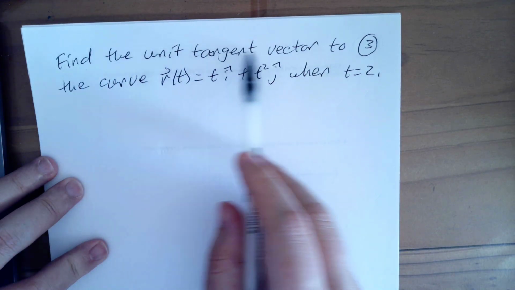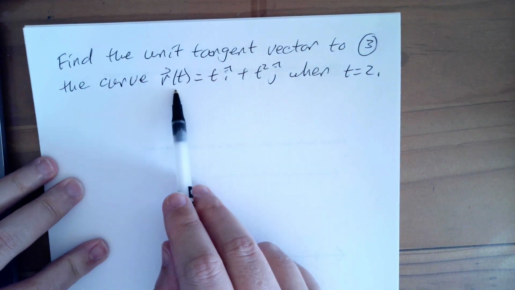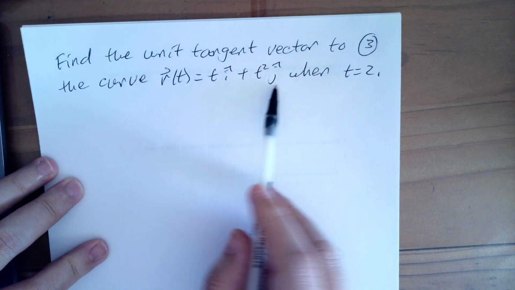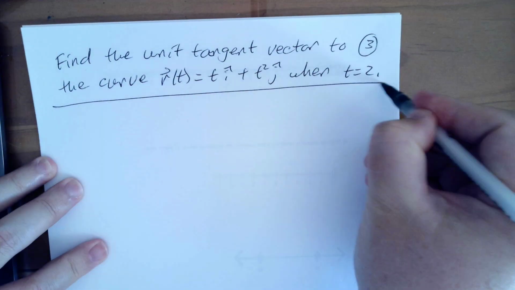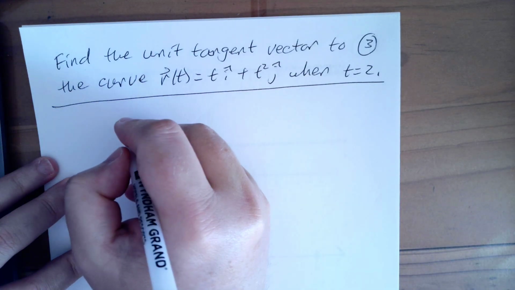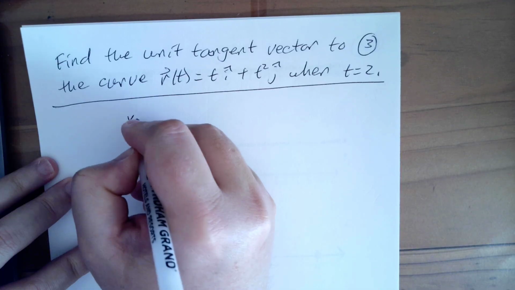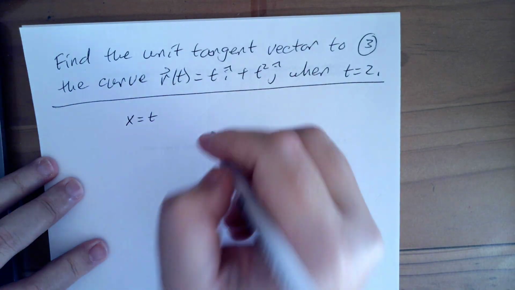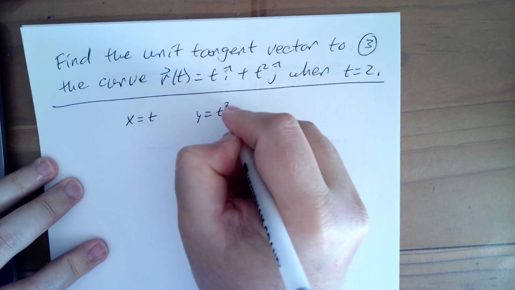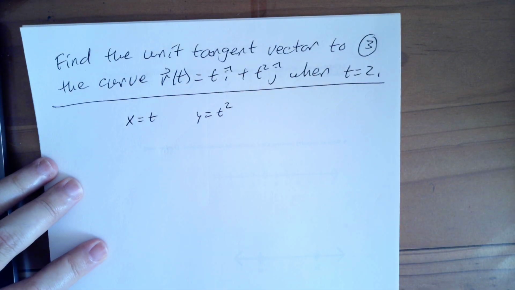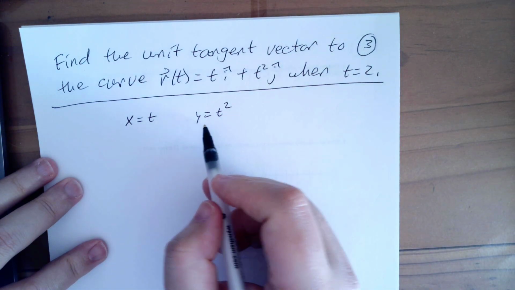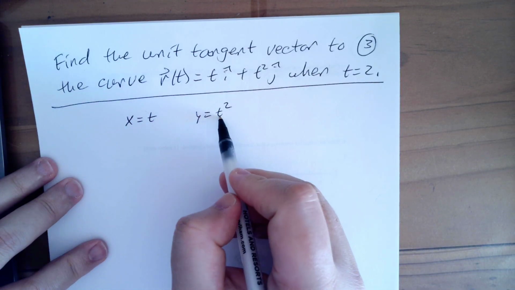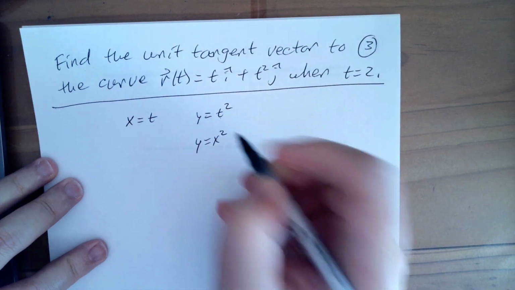So let's find the unit tangent vector to this curve. Its r of t is t i hat plus t squared j hat. I just picked out a random point off the top of my head, when t is equal to 2. Okay, first things first. Let's identify the parametric equations. So we got x equal to t, we have y equal to t squared. Hope everybody agrees with that. And if you want to try to figure out what the equation is in terms of xy coordinates, you can take this x of t, substitute it back, you get something familiar.